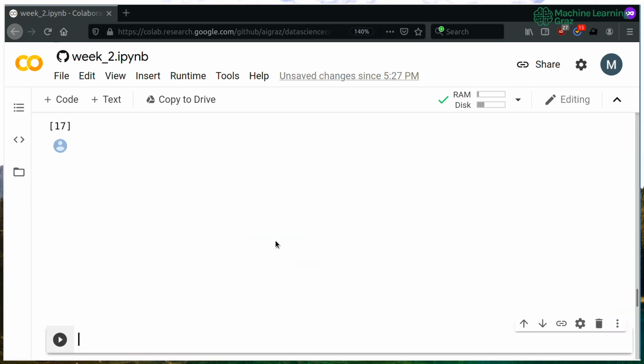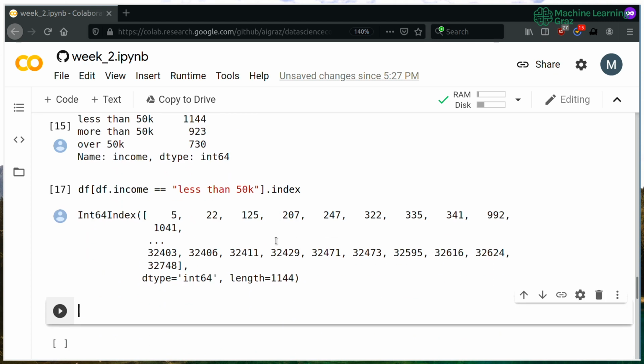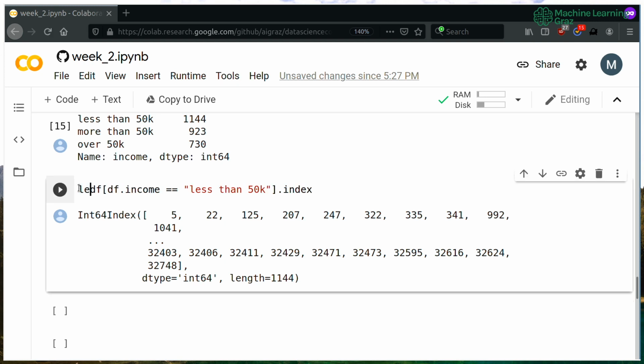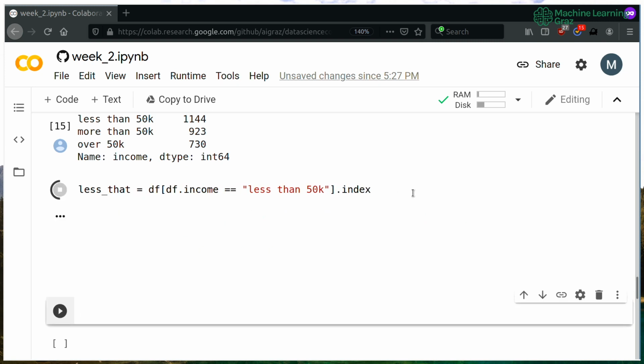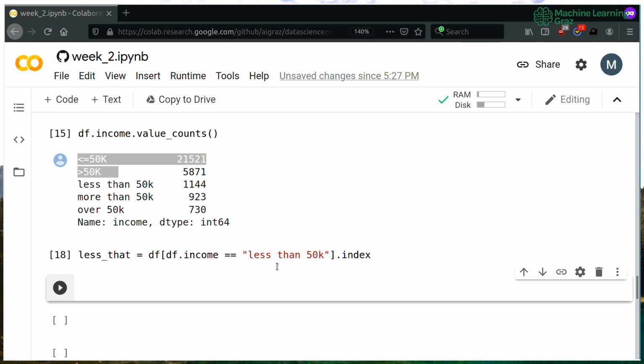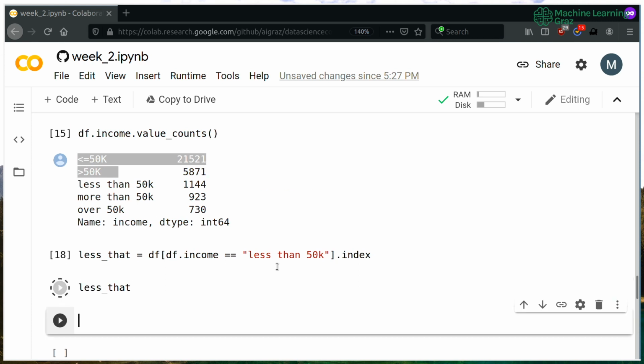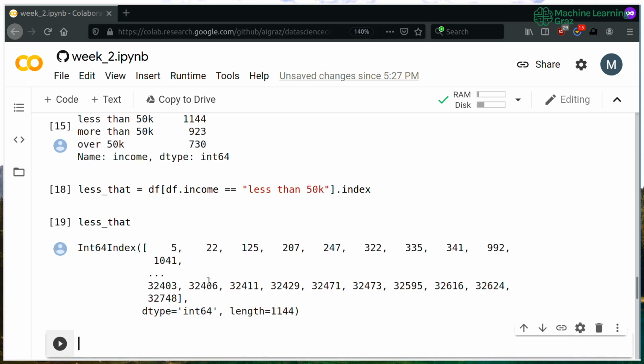And this returns all the index values where that row occurs in our data. So we will save this in a variable called less than, which we will process later. If I run this line of code, it will save it in a variable. And if you write just less than, it should return exactly what we previously stored.